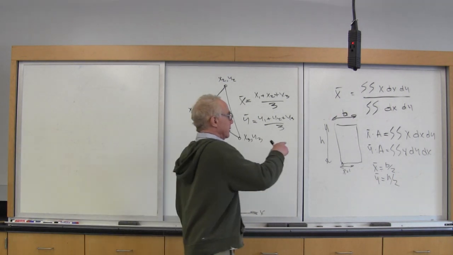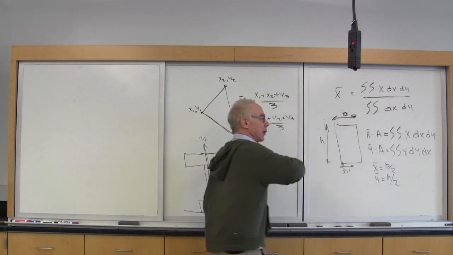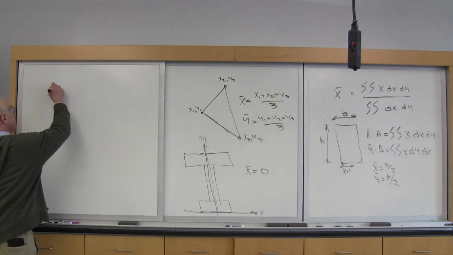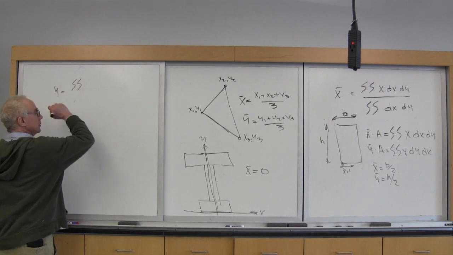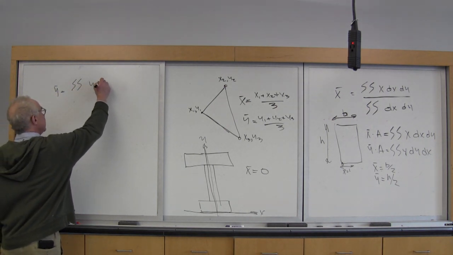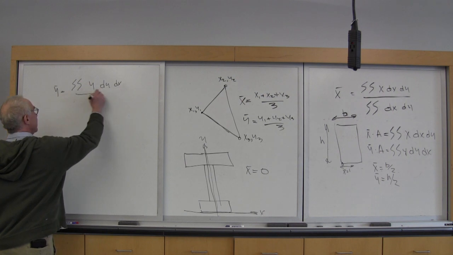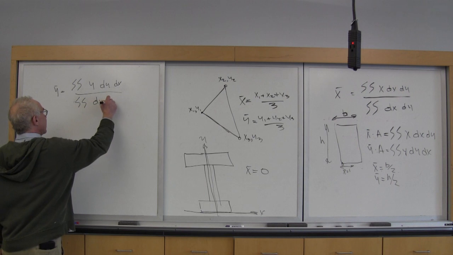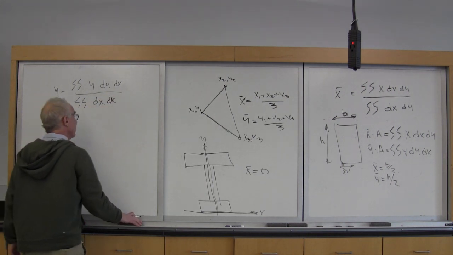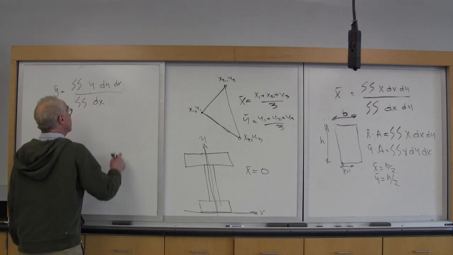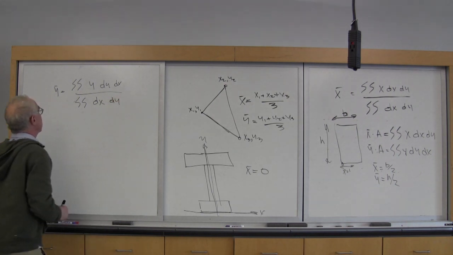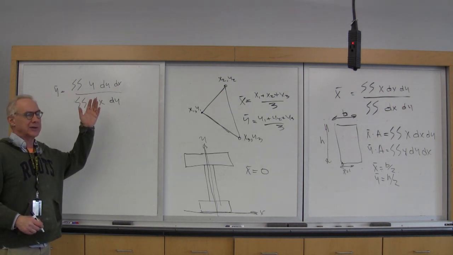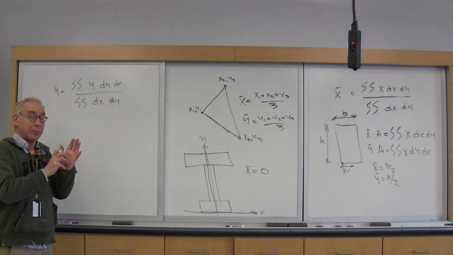All right, so let's see if we can figure out how to do that. I'm going to use this relationship I've written for y bar. So I'll rewrite it here. y bar equals the double integral of y dy dx over the double integral of dx dy. Oops, got that wrong. And what you might realize is that integrals are just like summations. You're just summing over very small areas.